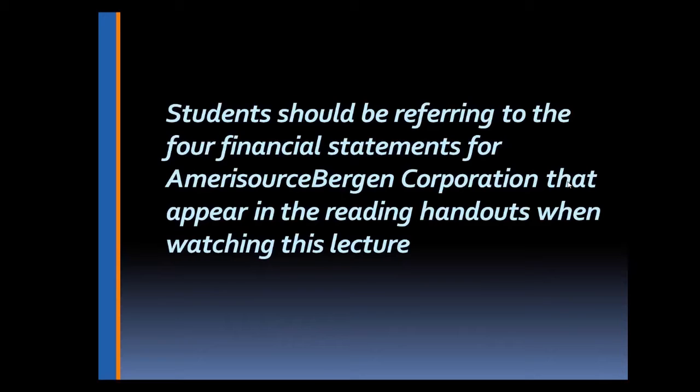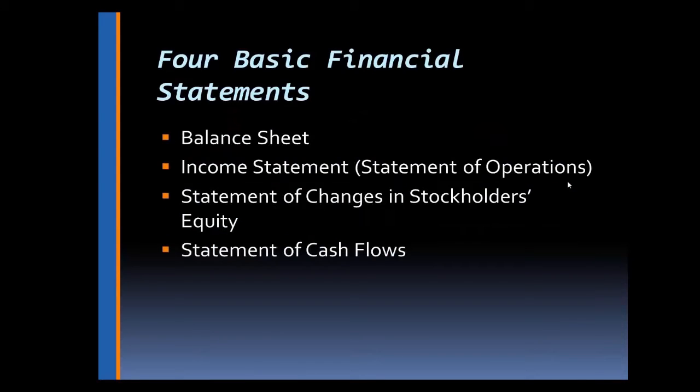In this module, you should have in front of you the annual report for the AmerisourceBergen Corporation that appears in your reading handouts. This is the annual report of this company for the year 2010. There are four basic financial statements: the balance sheet, the income statement, sometimes called the statement of operations, the statement of changes in stockholders' equity, and the statement of cash flows. I will go through each of these and explain what they are.